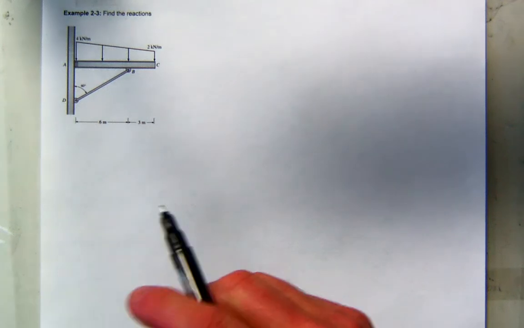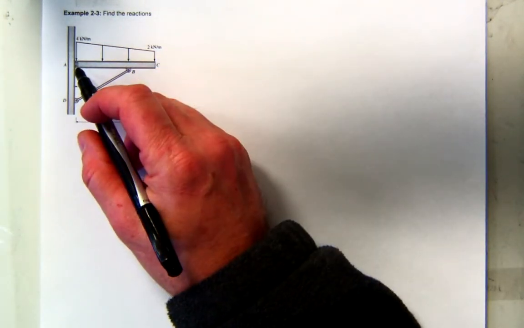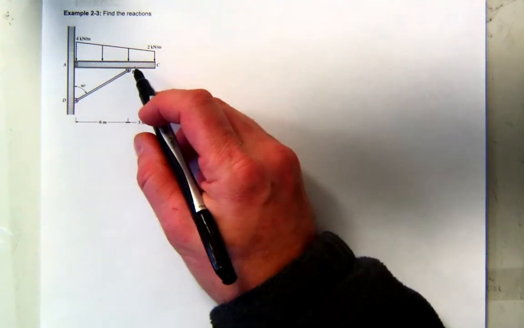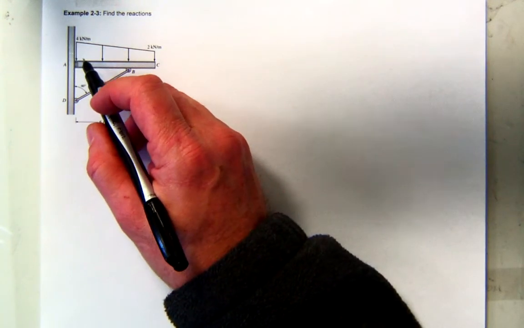All right, so let's look at this one. Again, it just says find the reactions. This one might take a little more explanation. You can see there's a structure, A, B, C. It looks like a beam. It's really kind of hard to tell how it's connected here.